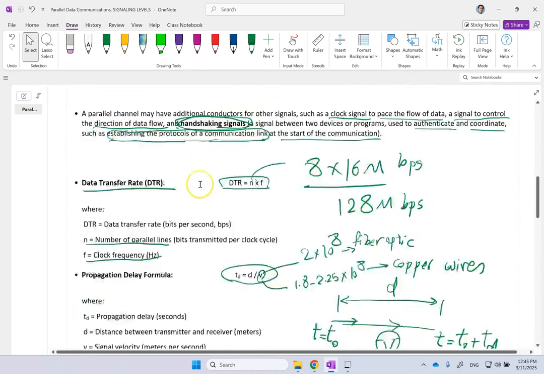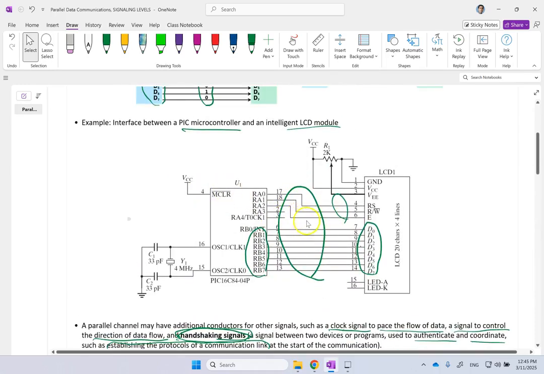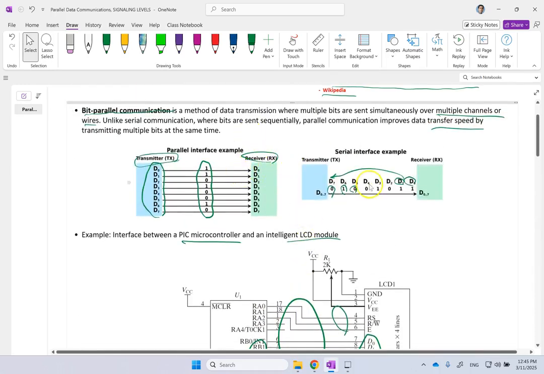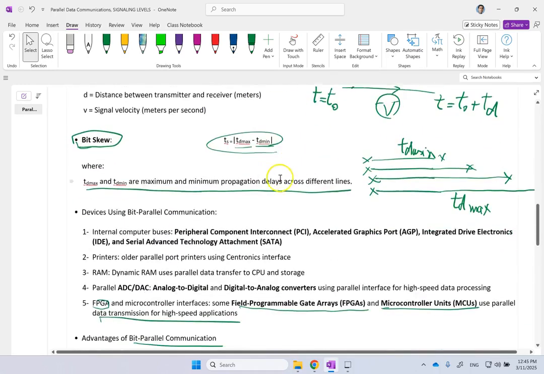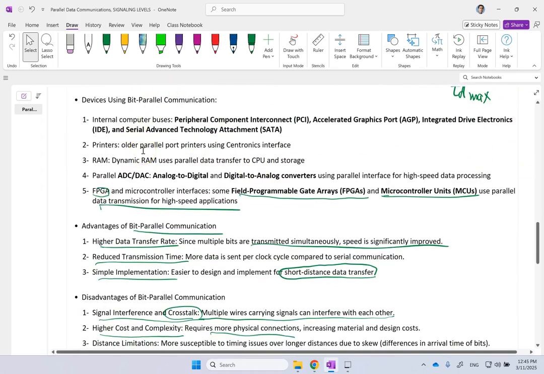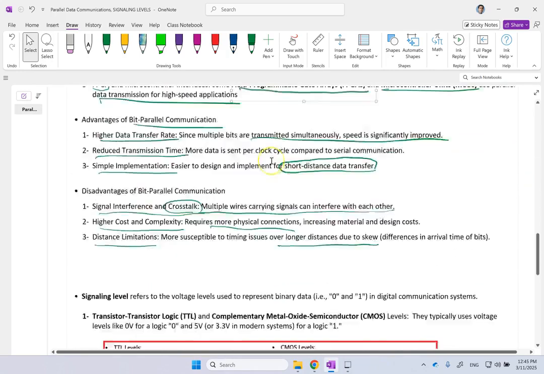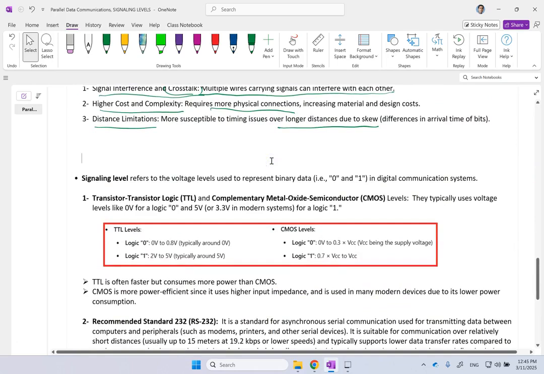These are some relevant formulas for it. This is an example in real life. This is how it's different from serial one and some devices that are using it. As I said, my goal is not to go into depth of this because each one of them is like a can of worms. You open it, you have to talk about it. So I don't want to talk about FPGAs or SATA or all of these standards. I just want to briefly say what is parallel communication.